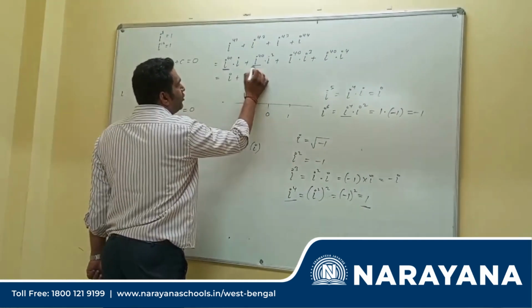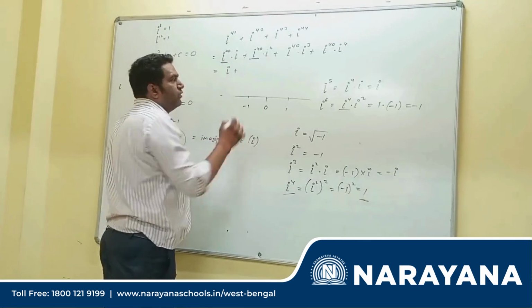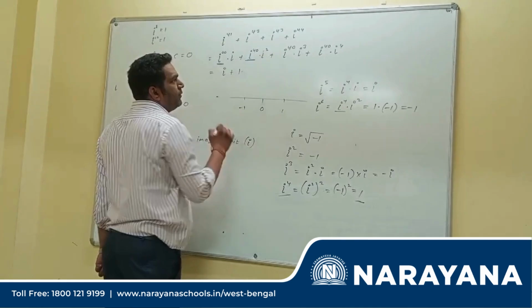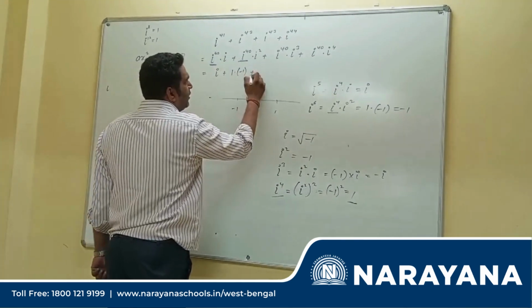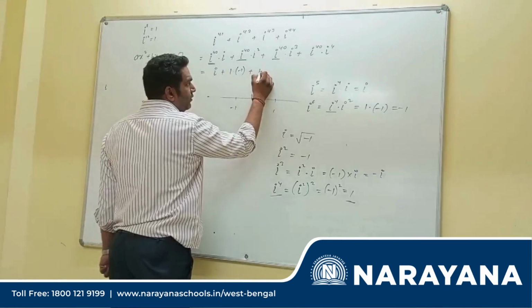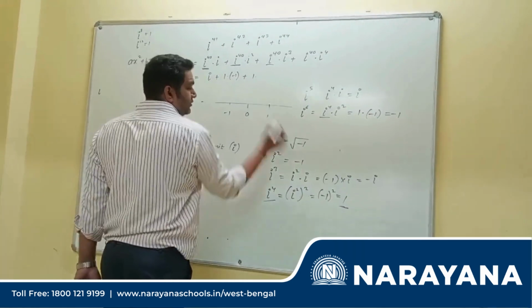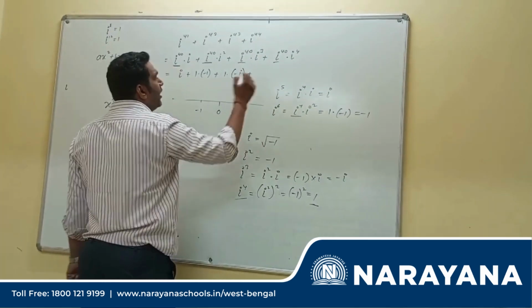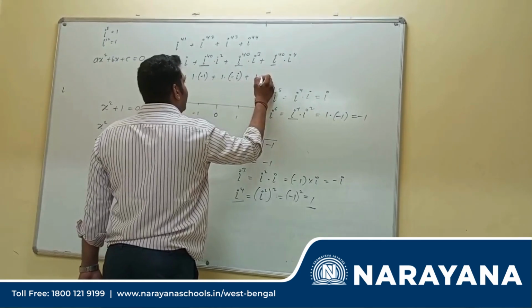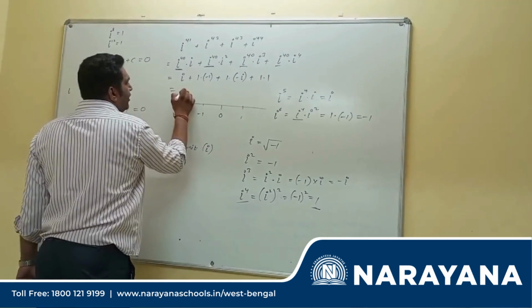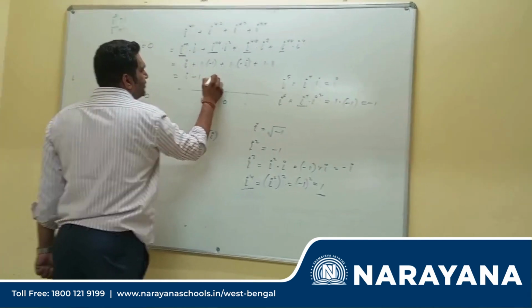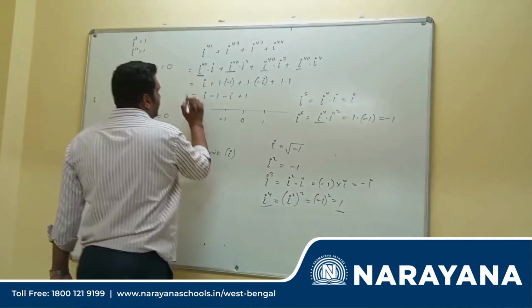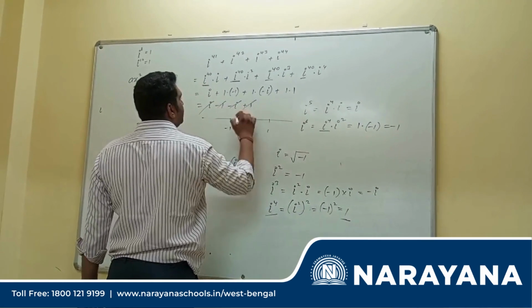Now tell me, i to the power 40 is how much? 1. Good. And i square? Minus 1. Yes. Again i to the power 40? 1. i cube? Minus i. Yes. See, i cube is minus i, so I am writing here minus i. i to the power 40 again 1. And i to the power 4, that will remain 1 only. Now here we are getting i minus 1 minus i plus 1. So this expression is becoming how much? 0.